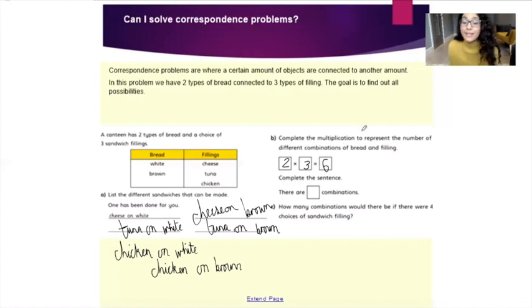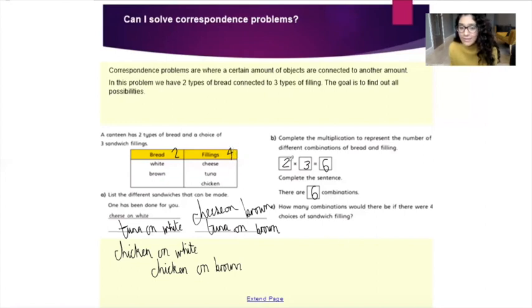So now we're going to complete the sentence. There are 6 different combinations. So how many combinations would there be if there were 4 choices of sandwich fillings? So back to our question then. How many bread types do we have? We have 2. And this is asking us if there were 4 choices instead of 3. So I'm going to write 4 there.